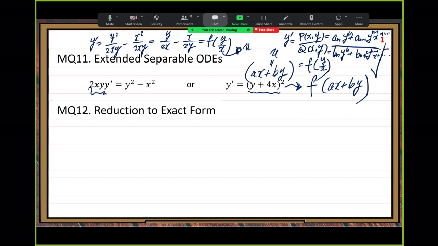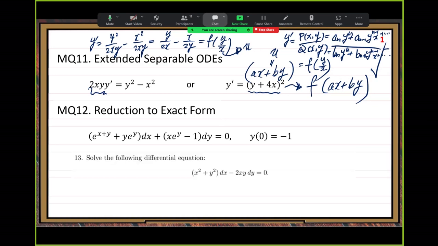Reduction to exact form. Here we have several examples. This one we did in class. The question is not exact at the beginning, but we need to find an integrating factor. But we have a formula to find it, right? Two options, R, capital R, and capital R star. All right. So then, in the exercise, we have these two more.